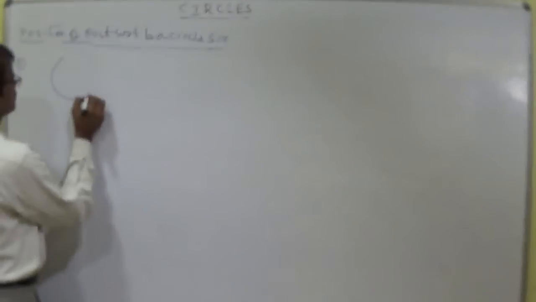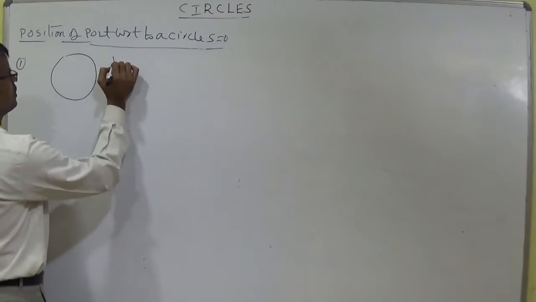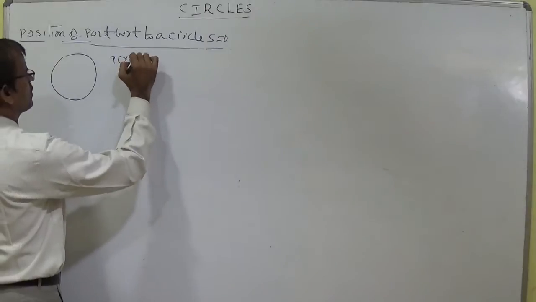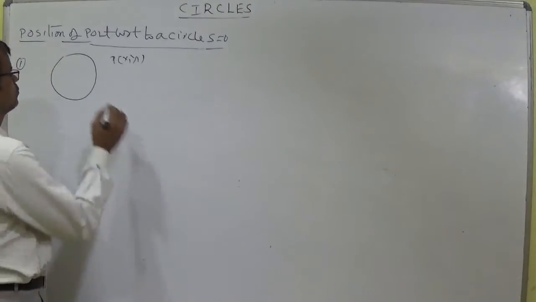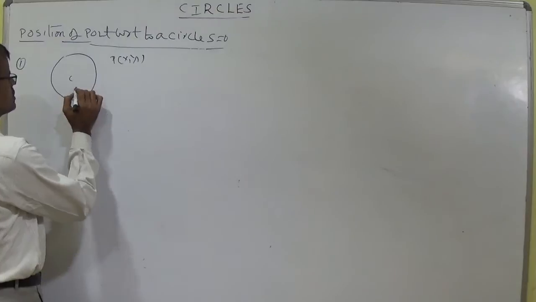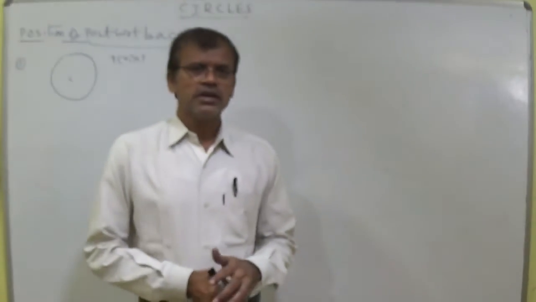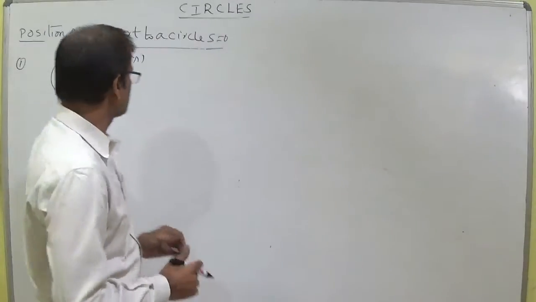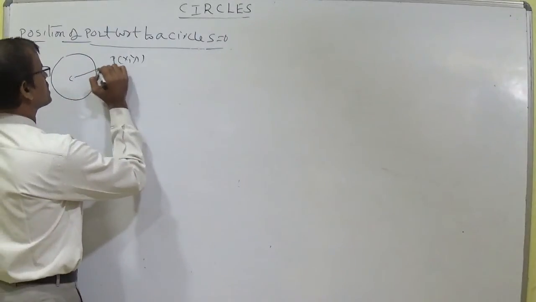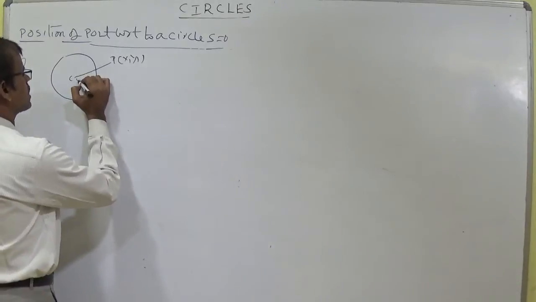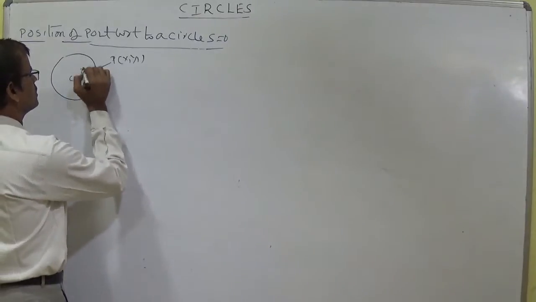Case 1, the first point. Put P here, P (x1, y1). Put the center C here. See whether the center is (0, 0), or (-g, -f), or any point (x2, y2), like that you can put. So I am going to discuss this with you now. This is R, this is R.